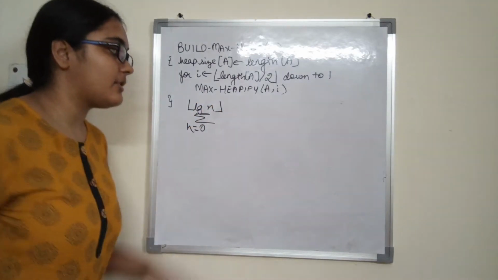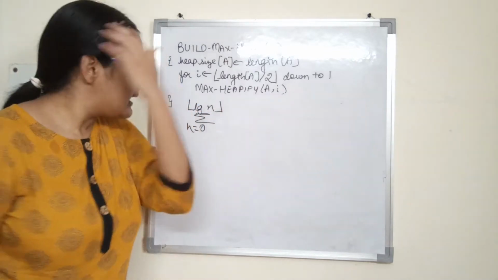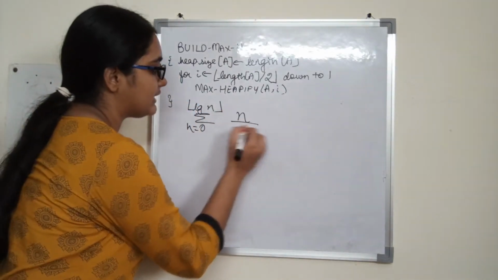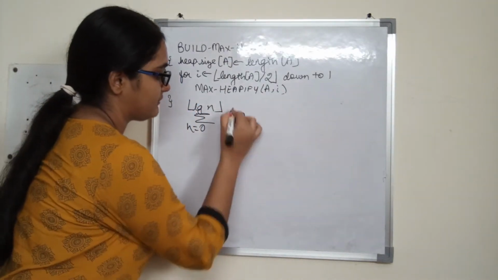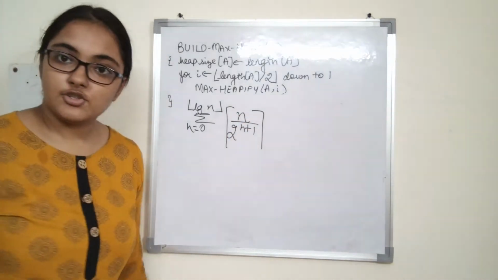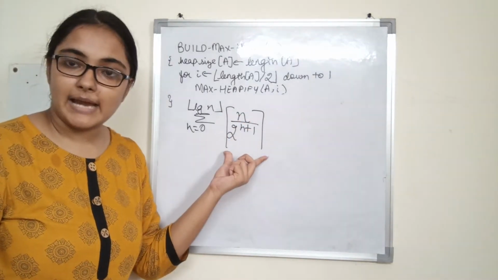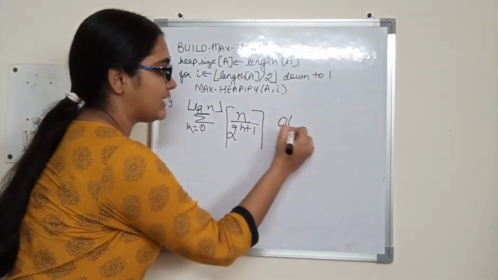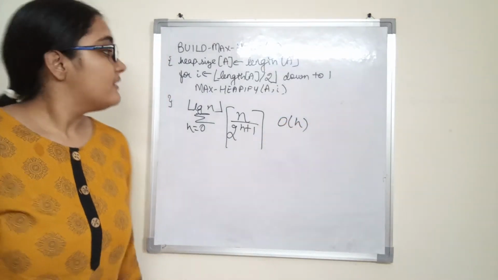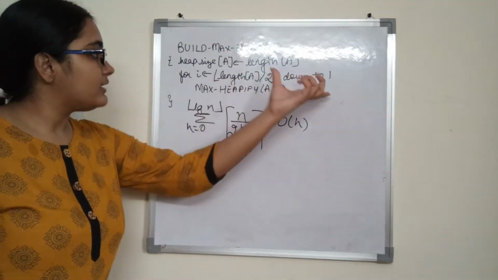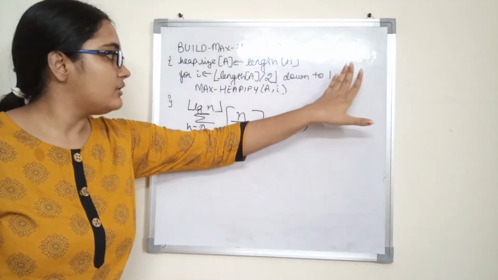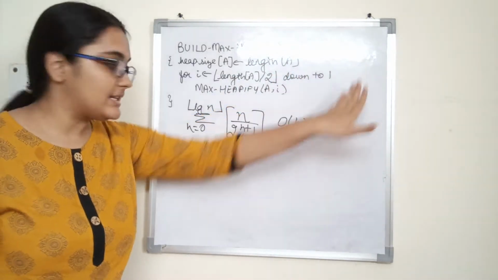Height is going from 0 to log n, right? And how many nodes are there of height h? n by 2 power h plus 1. So for these many nodes, what will be the time taken by max heapify, if it is order of h? For n by 2 nodes, what is the time taken?